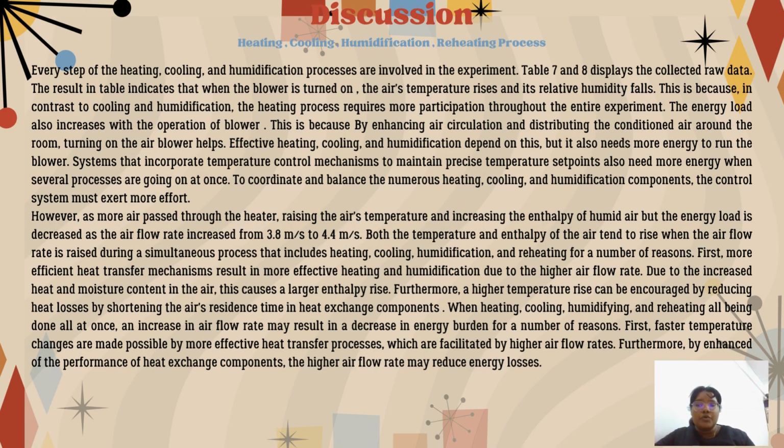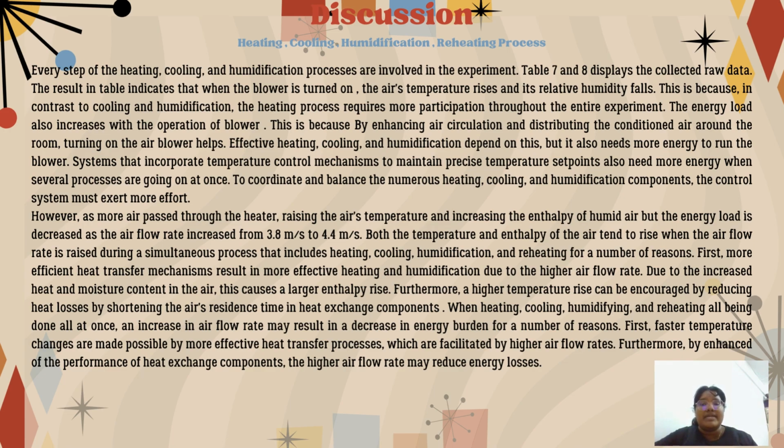Every step of the heating, cooling, and humidification process is involved in the experiment. Tables 7 and 8 show the raw data collected. The results in the table indicate that when the blower is turned on, the air temperature rises and its relative humidity falls. This is because, in contrast to cooling and humidification, the heating process requires more participation throughout the entire experiment. The energy load also increases with the operation of the blower. This is because turning on the blower helps by enhancing air circulation and distributing the conditioned air around the room. Effective cooling, heating, and humidification depend on this, but it also needs more energy to run the blower.